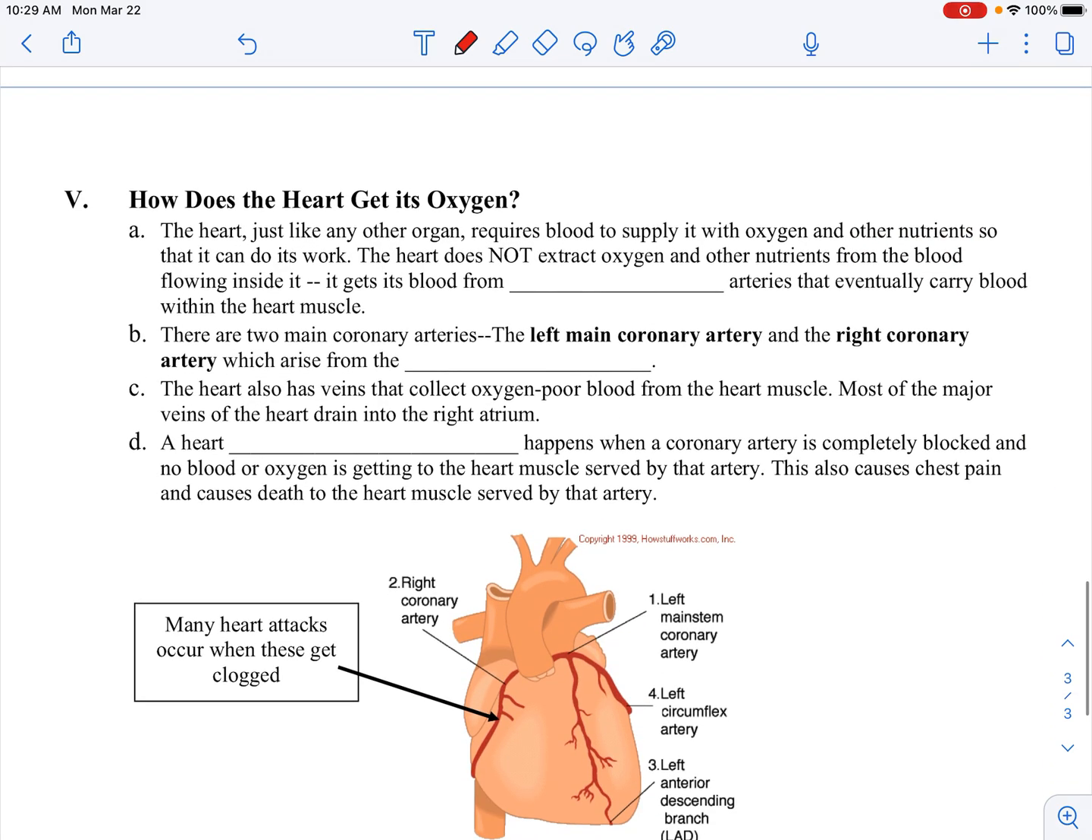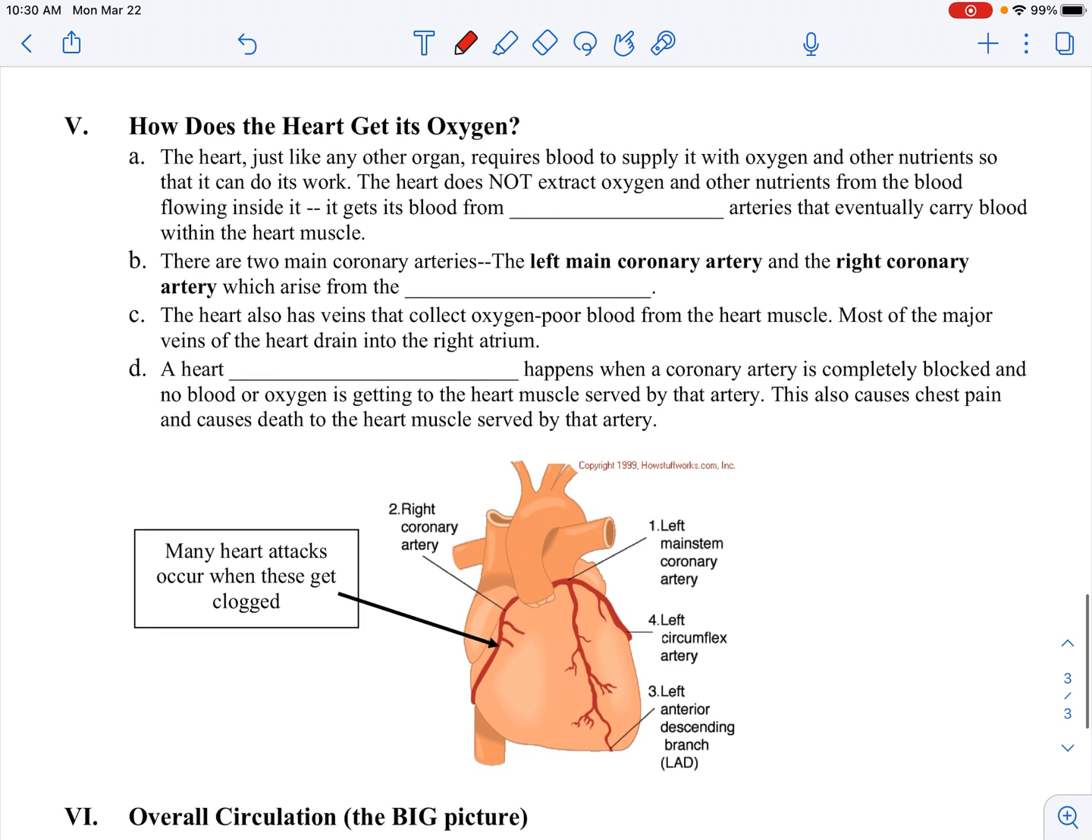Now the heart has its own circulatory system in a way. The heart is muscle. It needs oxygen itself. It needs nutrients. It also needs to get rid of wastes. But it cannot take oxygen from its own chambers. And so the heart gets its own oxygen supply through a system of coronary arteries that essentially branch over the heart to bring oxygenated blood to the tissues of the heart so that it has the oxygen it needs to contract and relax for your entire life.